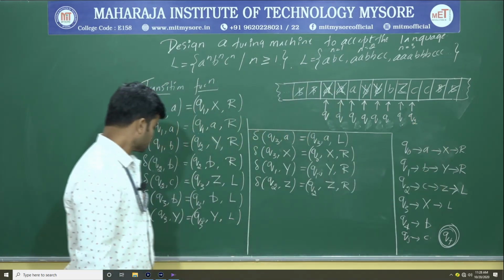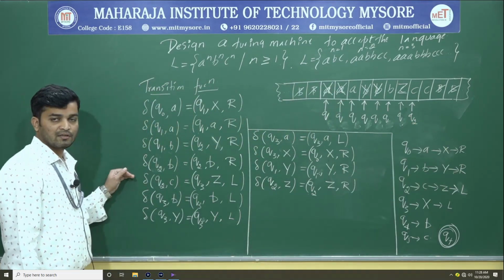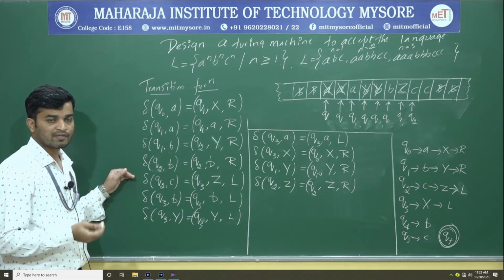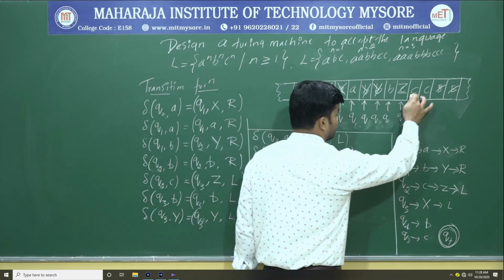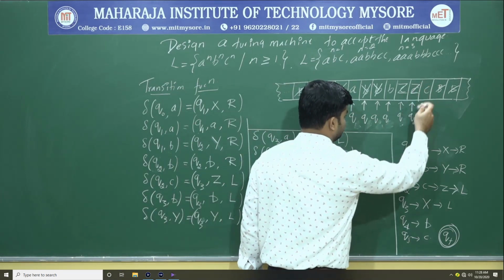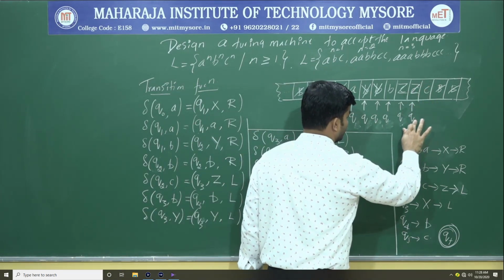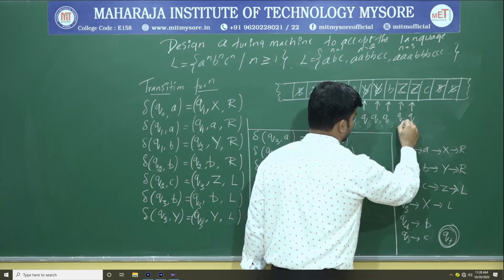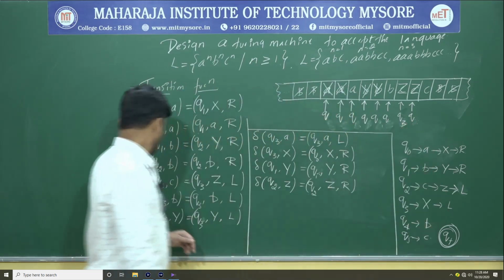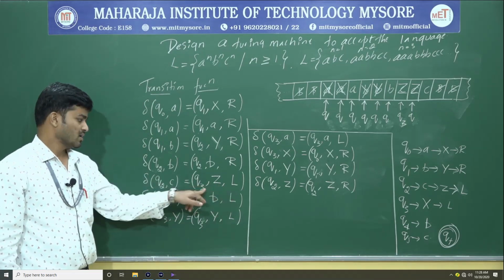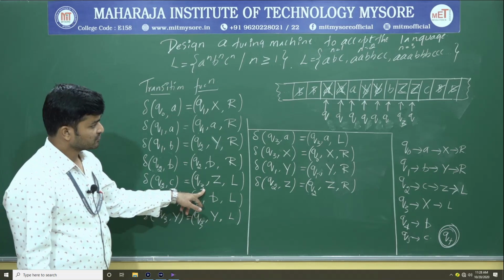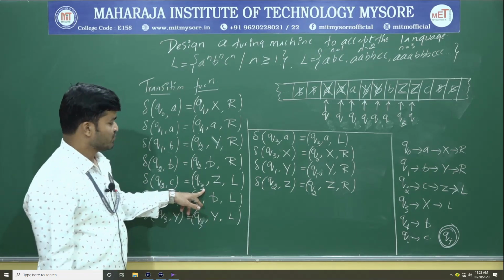Q2 upon C. Q2 upon C is already written. We are using Q2 whenever I get a C to replace that one with Z. Okay, and we got that one. We will replace C with Z. Now it will move which side? Left hand side by changing state to Q3. Q2 upon C, it will replace C with Z and it will move left hand side by changing state to Q3.